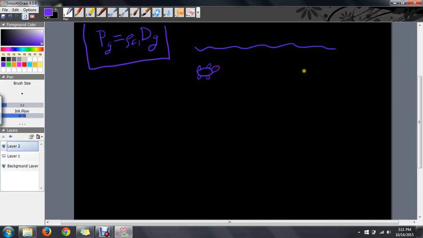So let us compare different objects, different depths. Let's say I have a turtle, I have a submarine. The turtle has volume V, the submarine has volume 100 V. They are both at 10 meters. Yes, this is a submarine. This is a turtle. They're both in water. What is the pressure that the turtle feels? We'll call it P1. We'll call the pressure the submarine feels P2.